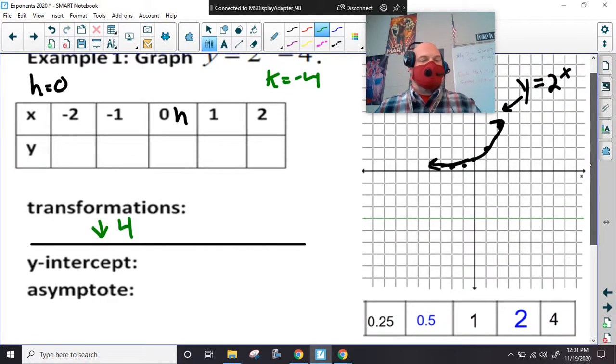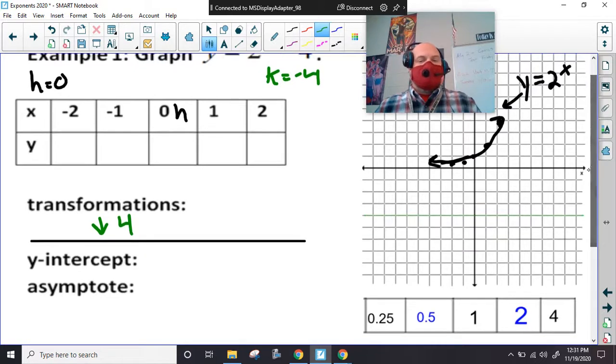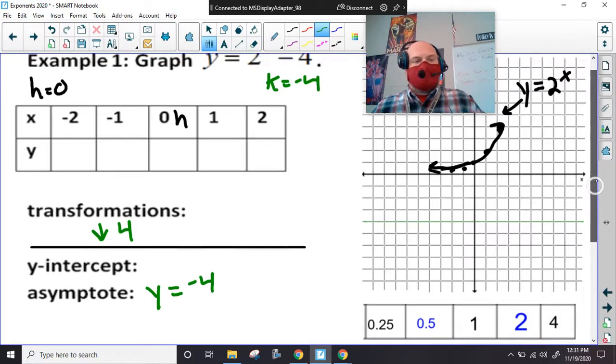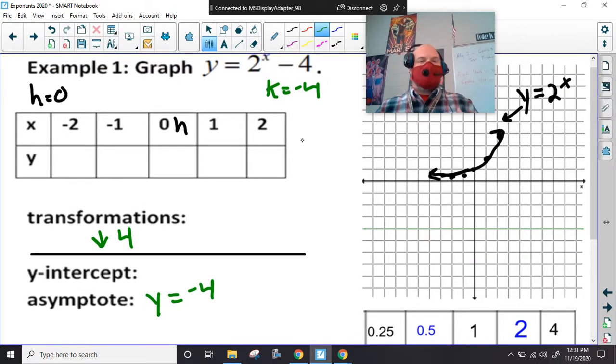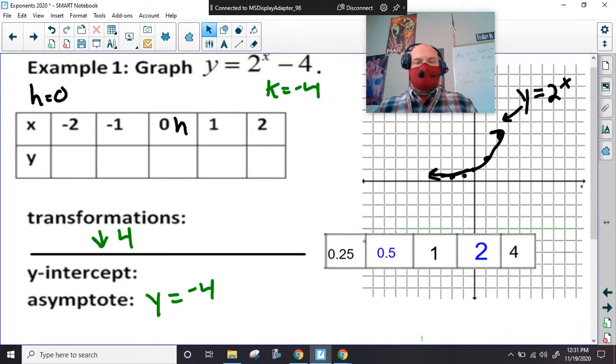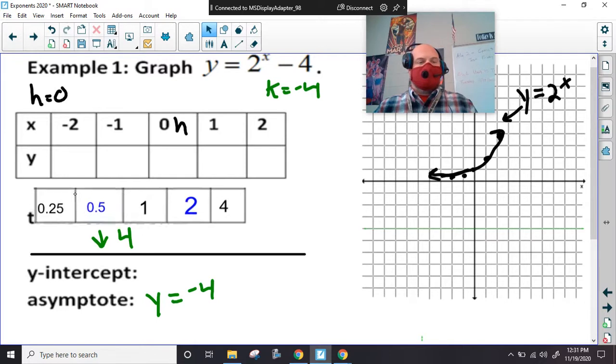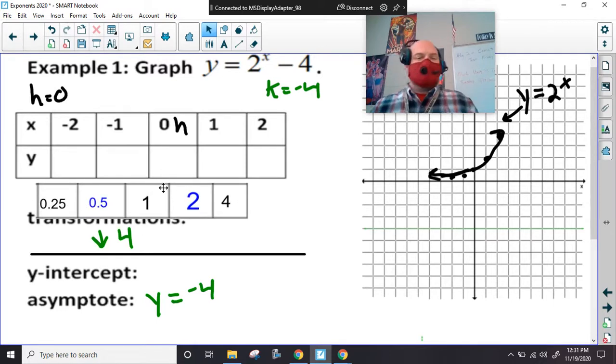Our y-intercept, we're not going to worry about that right now. And this asymptote, we're going to look at, its y equals -4. Okay. Now, to get these y values, I copied this right here from that other slide.